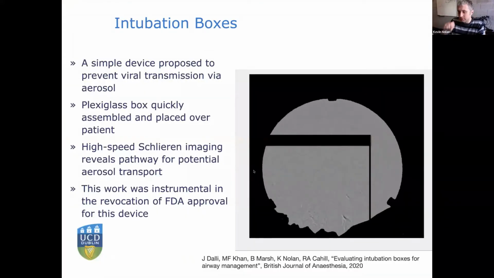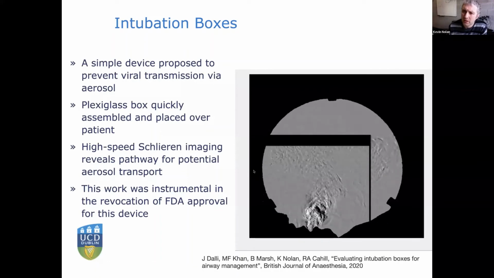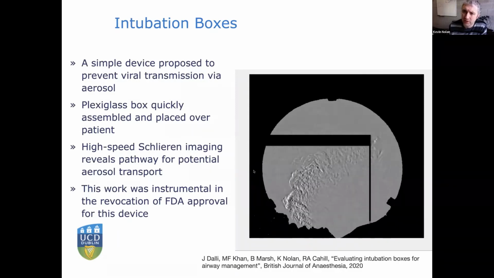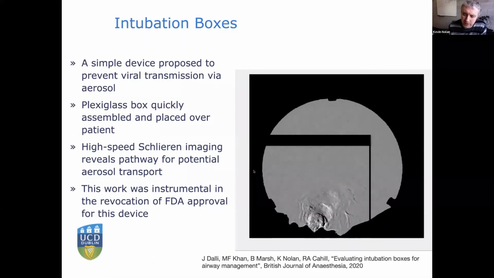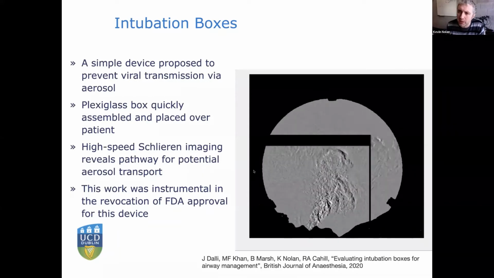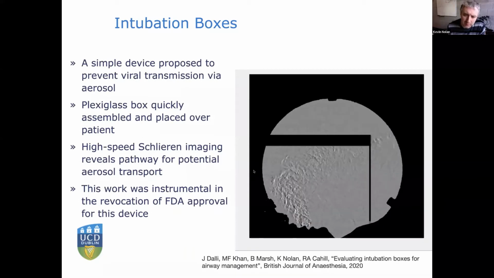So one of the first pieces of work we did was on this device known as the intubation box, which is essentially a very simple, very ingeniously designed device that's designed to be placed over a patient. It's a plastic box, laser cut, and quickly assembled. The intention was that you place it over the patient, and you've got handholds up at the patient's head, and then the patient can be intubated and be worked on, and it protects the OR staff from any kind of aerosol. However, we found that it wasn't quite adequate.